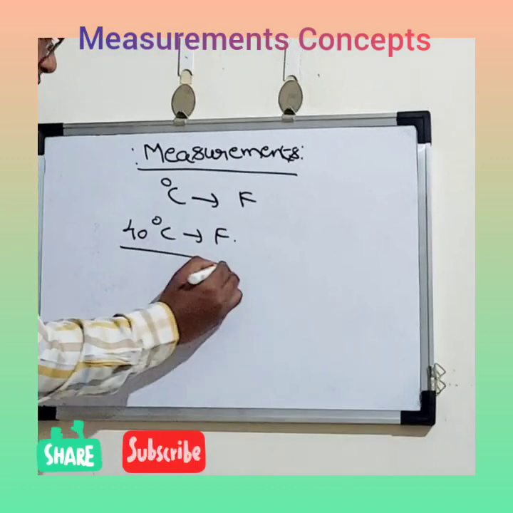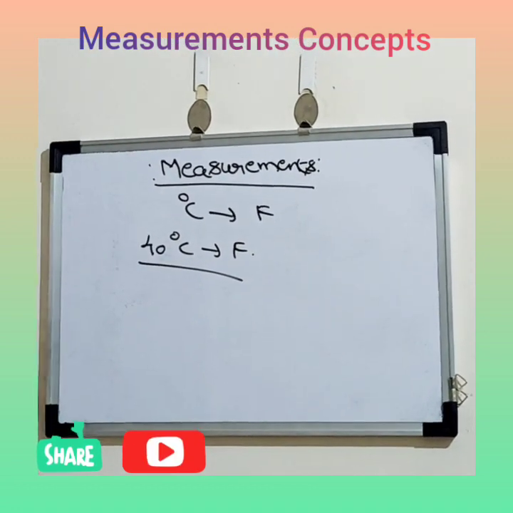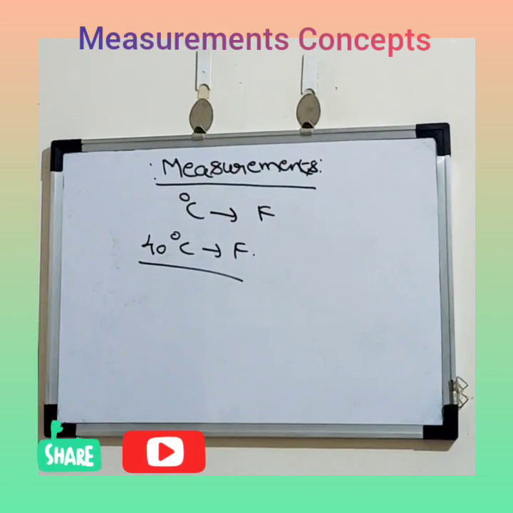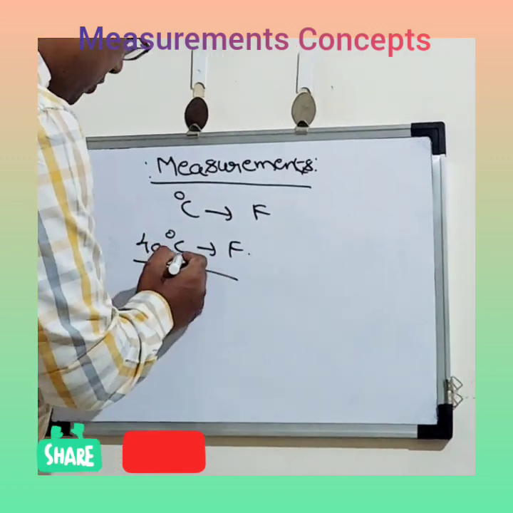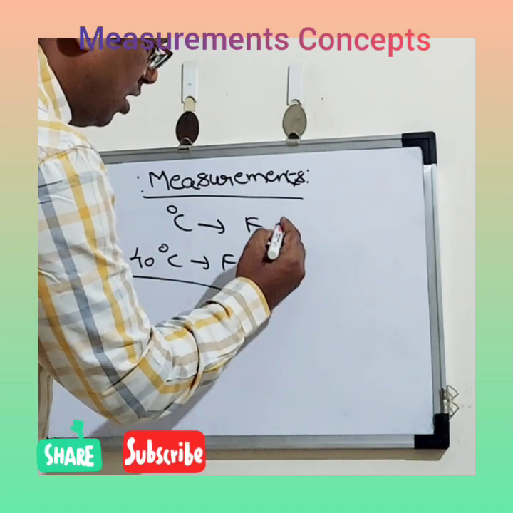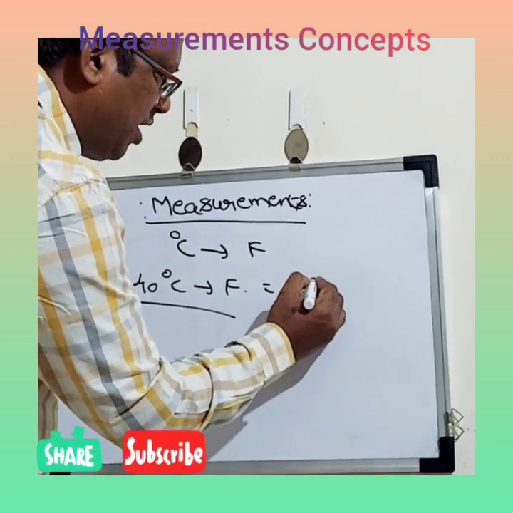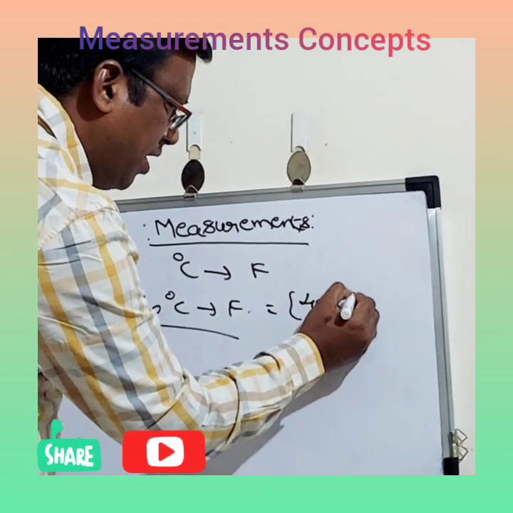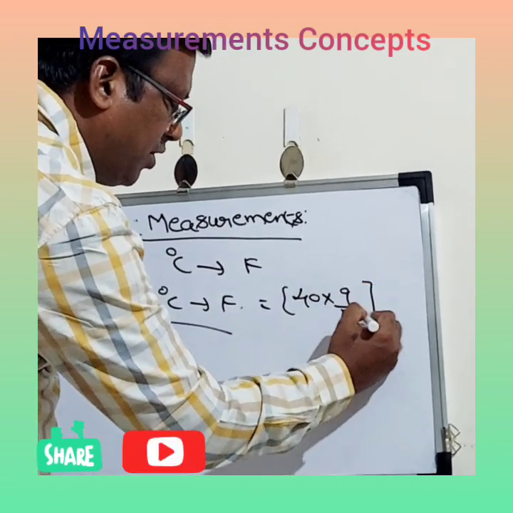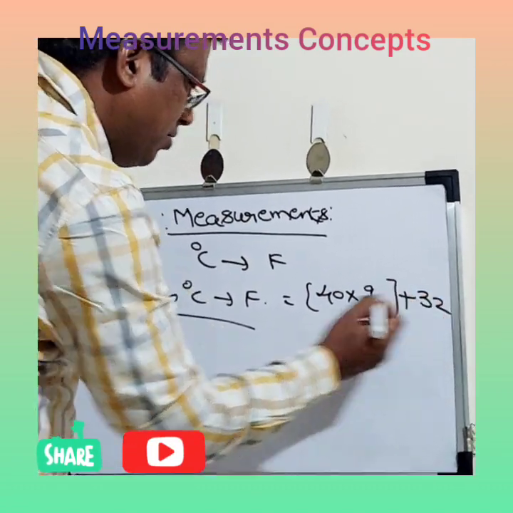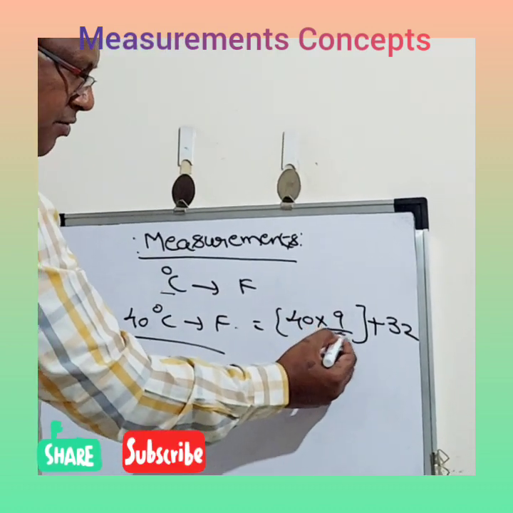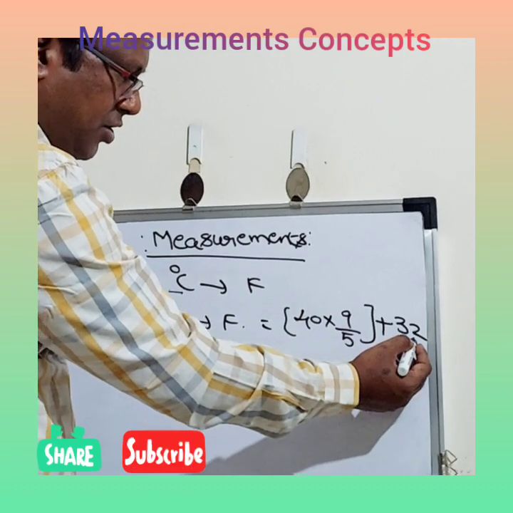Centigrade to Fahrenheit. Here there are 2 steps you have to follow. What is the first step? The first step is that the given centigrade value is always multiplied with 9 by 5. That is 40 into 9 by 5. For the result value, add 32. So, for the given temperature in centigrade, multiply with 9 by 5, and for the result, just add 32.